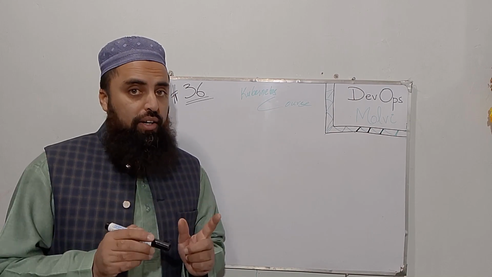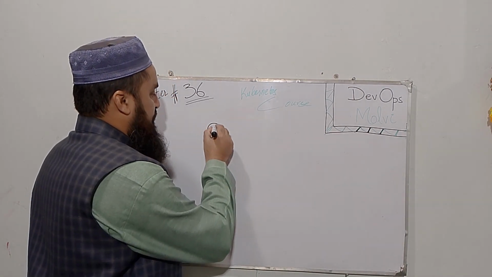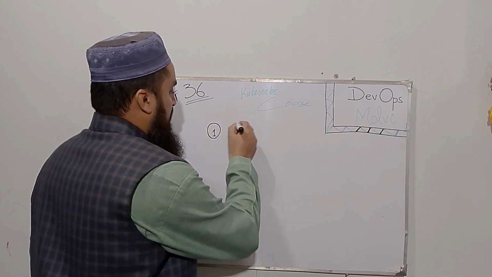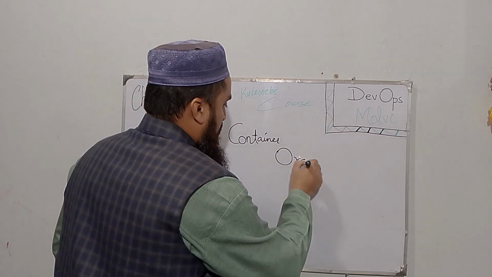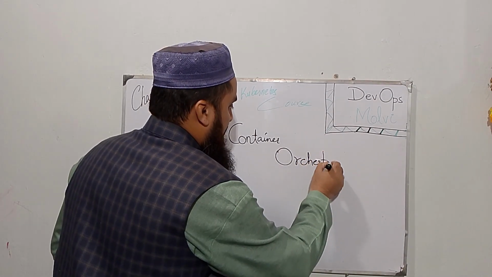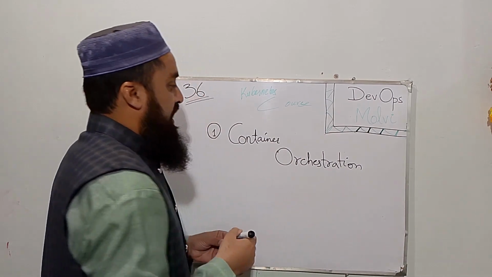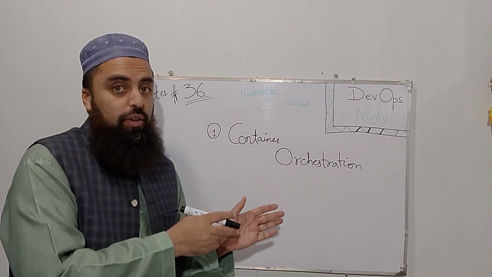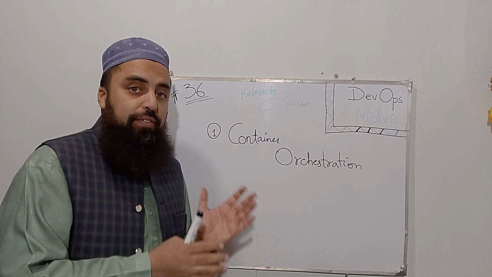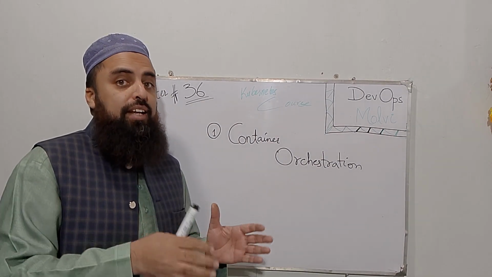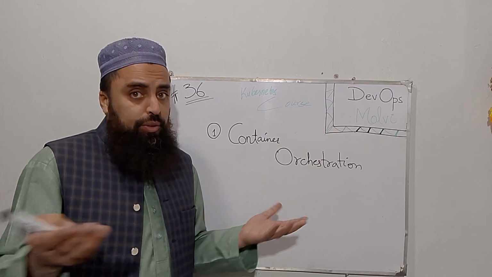Alright guys, number one, Kubernetes is used for container orchestration, which is our number one point. You might have heard about orchestration, but what is orchestration? First of all, we should know what is orchestration. It is also included in the definition of Kubernetes that it is an open source orchestration platform. But what is actually orchestration?